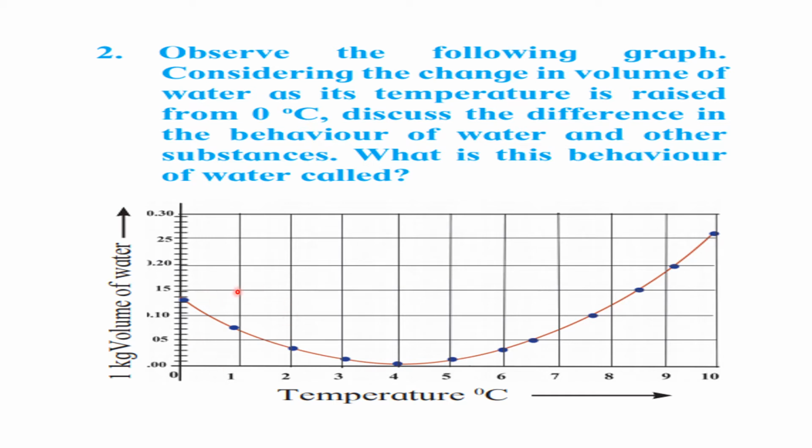As you can see, this graph is plotted of volume against temperature, the volume of water against the temperature of water. When the temperature is 0 degree Celsius, the volume of water is this, and it goes down. At 4 degree Celsius the volume of water is the least, and then it goes up again.